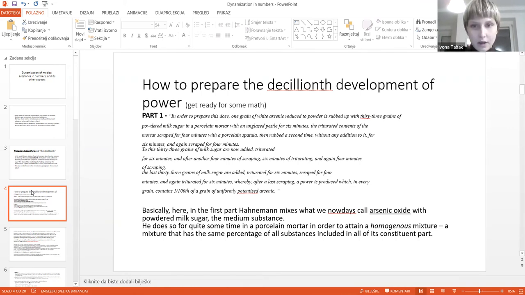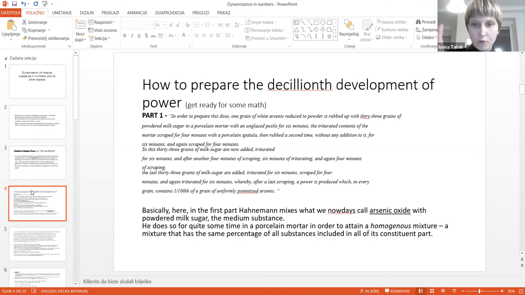So basically, what Hahnemann does now, he says how to start preparing the potency of arsenicum album, which we call arsenic oxide in modern chemistry. He describes, if I'm not mistaken, a 1 hour process in which he triturates the arsenic, which basically means he takes the mortar and the pestle. Yes, mortar and pestle. Yeah, that's the word, great.